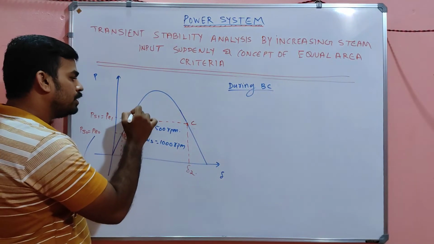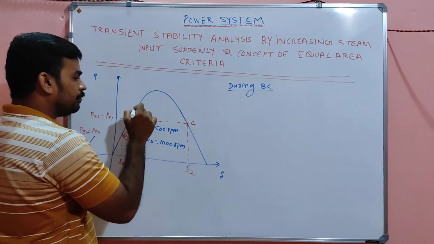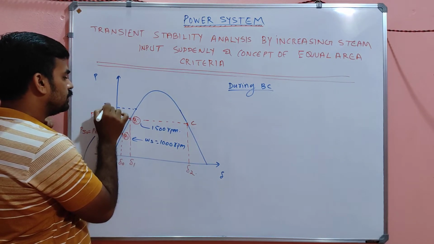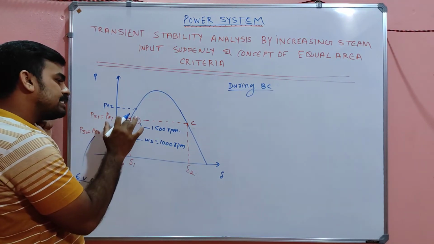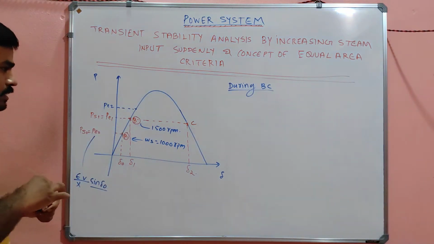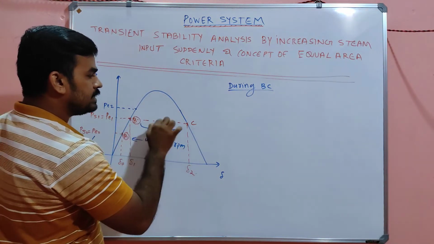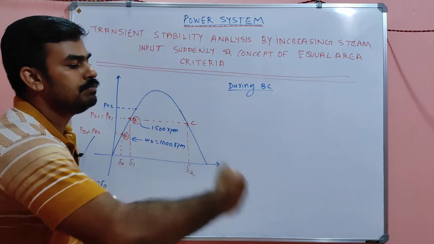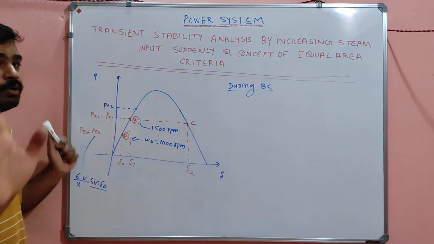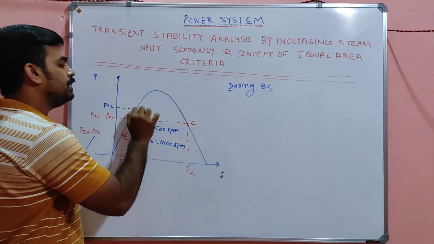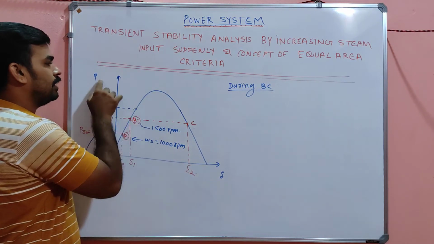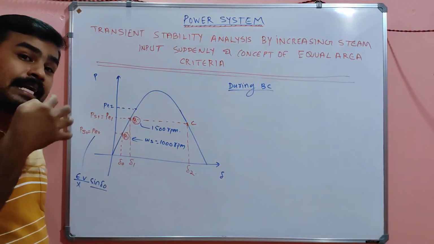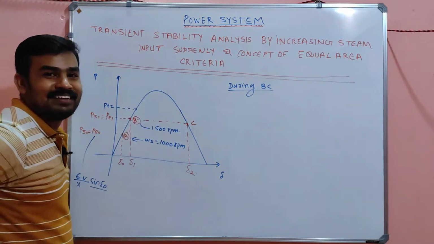If you take any point during this BC trajectory, say this point, the electrical power, let it be PE2, will always be greater than the mechanical power. This horizontal line is the maximum mechanical power we applied. We drive the alternator at maximum power and continuously rotate at 1500 rpm, not more than that. But at any point after B, this electrical power is always greater than the shaft power.